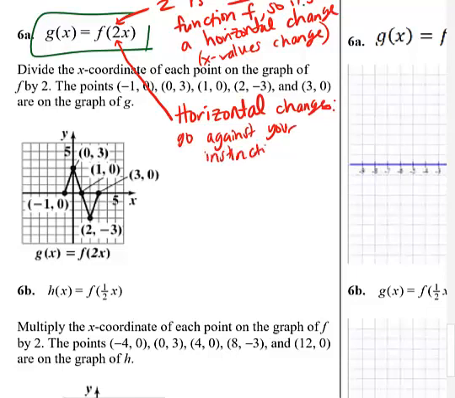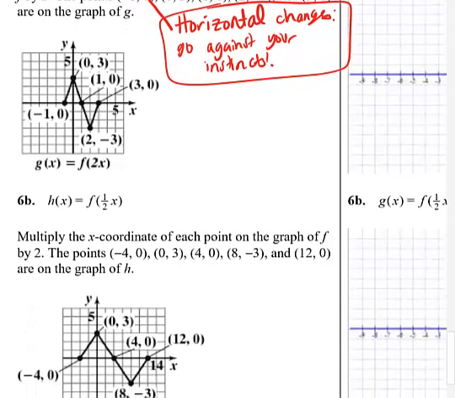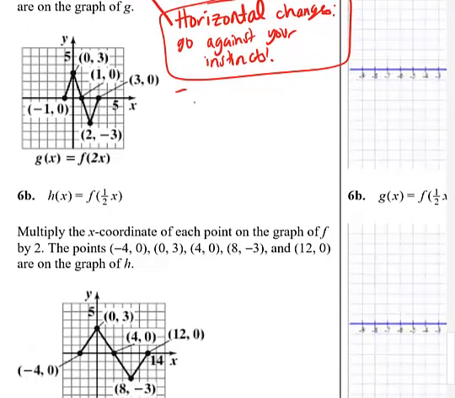I would think that multiplying by 2 would mean I'll multiply the x values by 2, but I actually do the opposite and divide. I will need to divide all x values by 2.